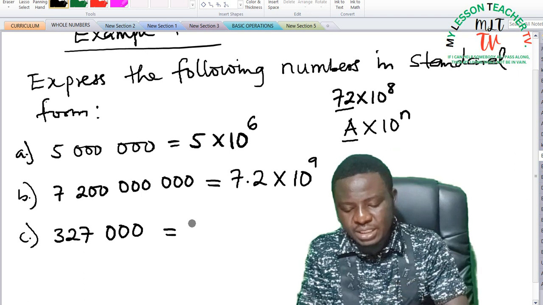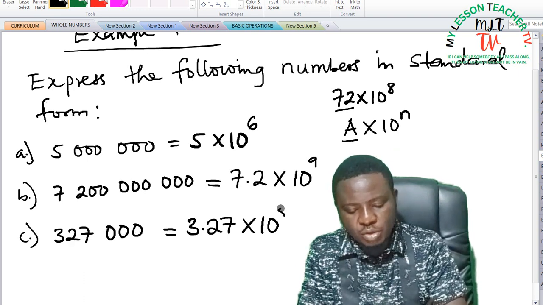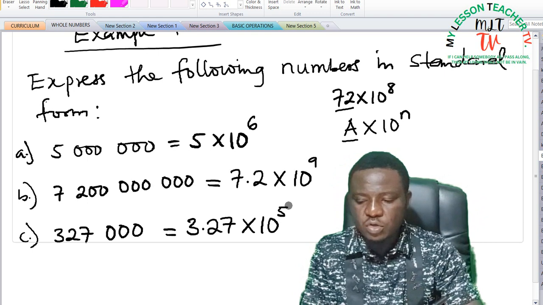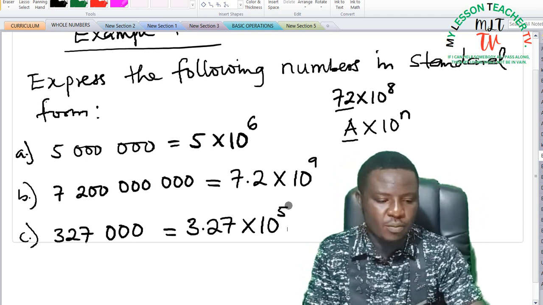327,000 can be expressed as 3.27 times 10 raised to the power of 1, 2, 3, 4, 5, so 3.27 times 10 raised to the power of 5. So this is how you can express whole numbers in standard form.